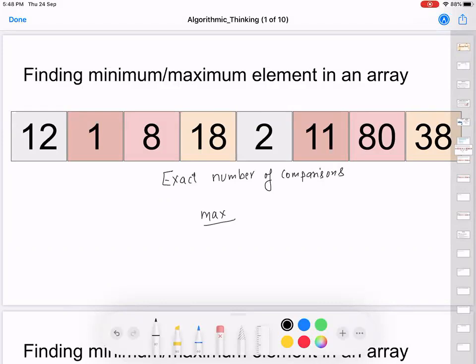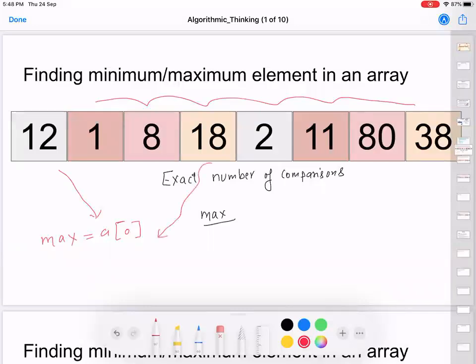Generally, for finding the max of an array, we take max to be some very large number, or we can also set it to the first element, which is a of 0. Then we scan over this array, and whenever you find an element which is bigger than this max, you replace max by that element. So you end up doing n-1 comparisons in this particular case. I'm talking here about the exact number of comparisons.